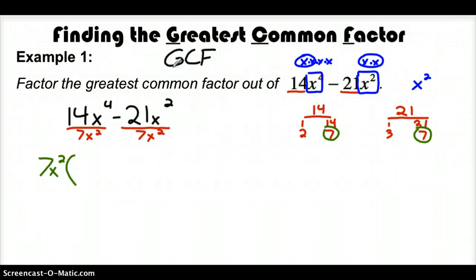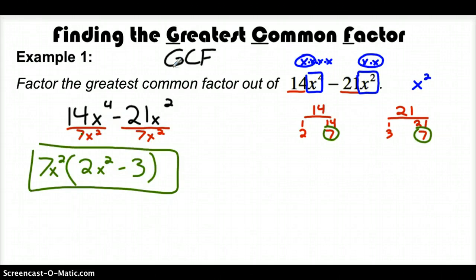Hopefully after our exponent rules, this should be pretty easy. 14 divided by 7 is going to give me 2. And x to the fourth over x squared is just going to give me x squared, since the upstairs wins by 2. Now I have negative 21 divided by 7, which is going to give me a negative 3. And I have x squared over x squared, which is the same thing as x to the 0 power, which is just 1, so I don't have to put anything there. So this is going to be my final answer: 7x squared times the quantity 2x squared minus 3. Pretty simple, but let's take a look at another example.